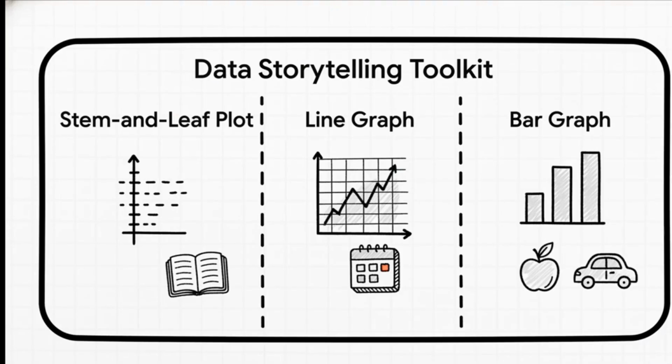So let's do a quick recap of our new toolkit. You've got the stem and leaf plot for that quick and dirty sketch of your data. You've got the line graph, which is your go-to for tracking how things change over time. And then you've got the bar graph, the absolute master of comparing different categories. Three simple tools, but man, are they powerful.